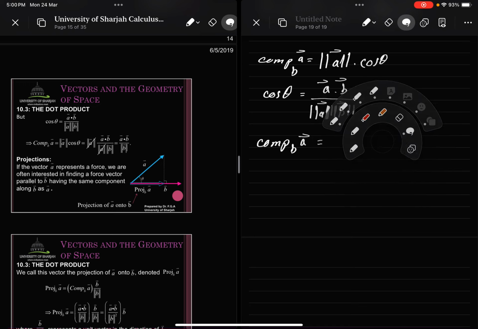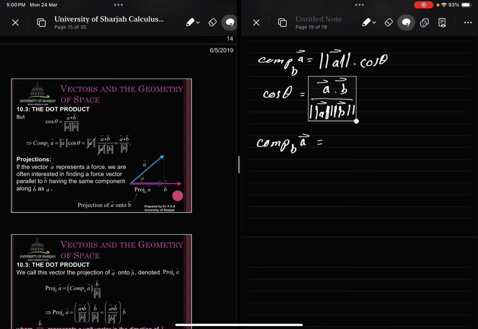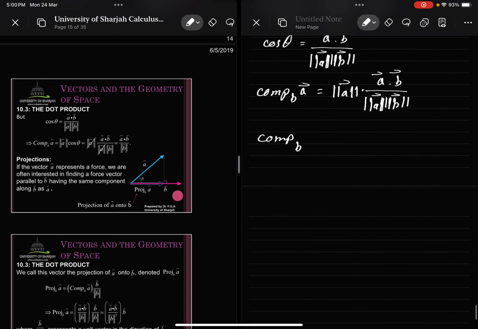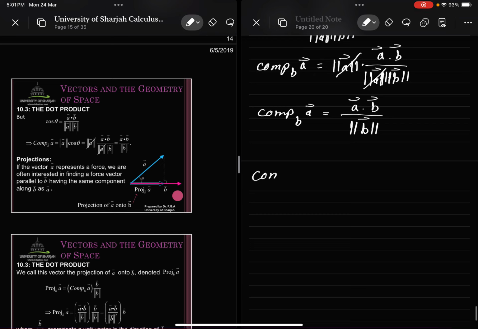I will copy this and replace it here. But we have magnitude A, so we end up with comp of B along vector A. This will cancel this, so it will be A dot B over magnitude of B. And if we want to find the comp of A along vector B, same thing, but we change the denominator to be the magnitude of A.